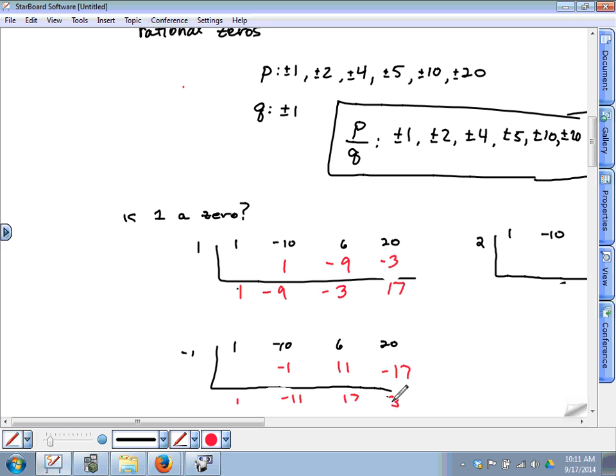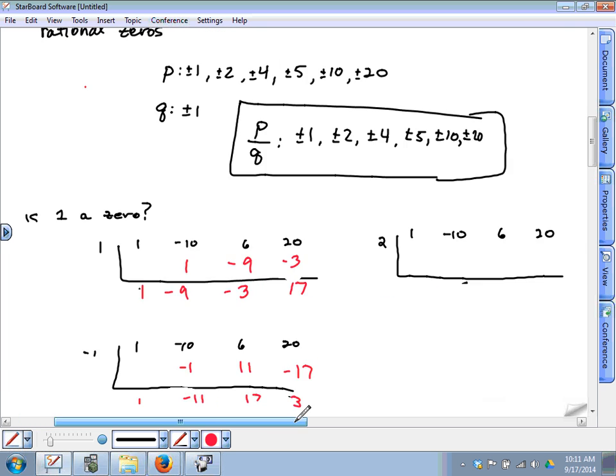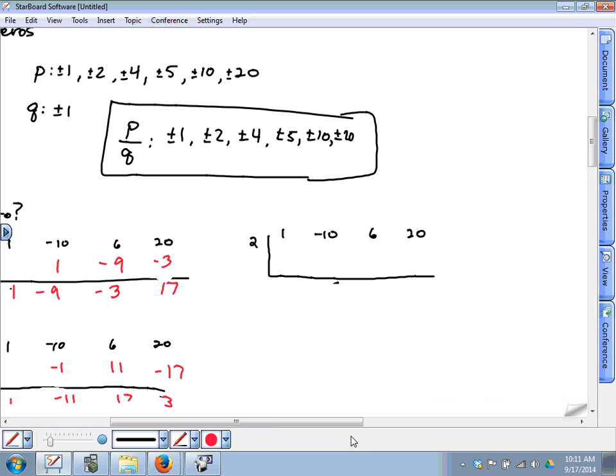Hey, 2. Positive 2? Can we try positive 2? We're not having much luck, though, are we? You guys try it. Don't watch me. You do it. Does 2 turn out to be a 0 of the polynomial? I sure hope it does. I'm getting tired of all this synthetic division.